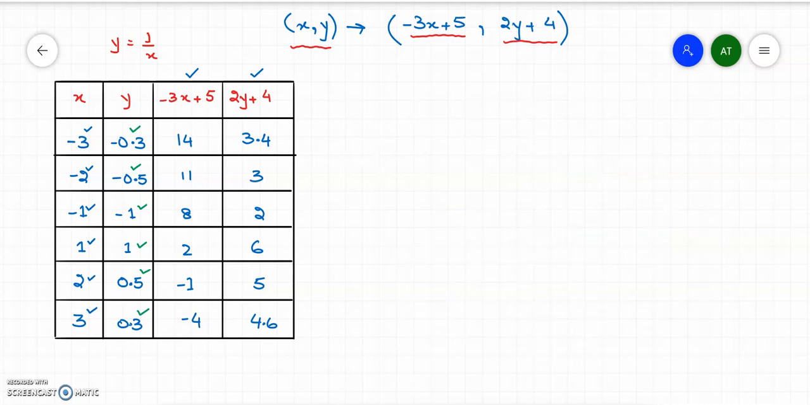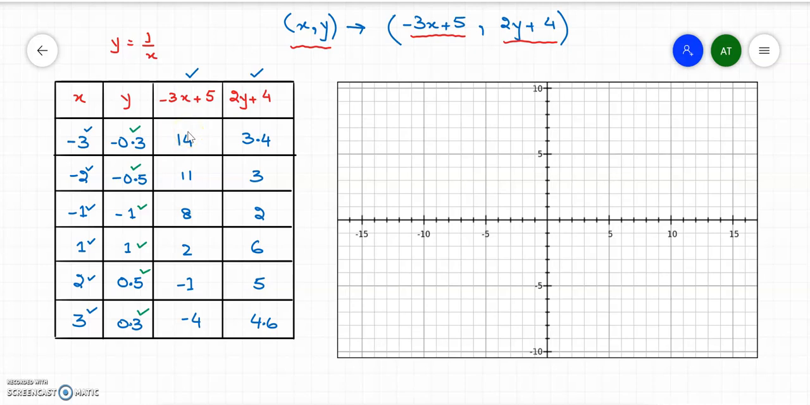Okay, so let's plot all the points onto the grid to get the graph of the transformed reciprocal function, or we can say the rational function. Let's plot the points one by one. The first x value is 14 and the y value is 3.4, so 0, 1, 2, 3, and over here 3.4. So 14 and 3.4, the first point. The second point is x is 11 and y is 3. So we have the second point, 11 and 3.